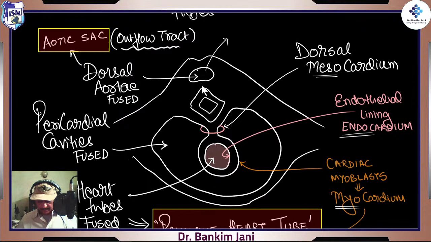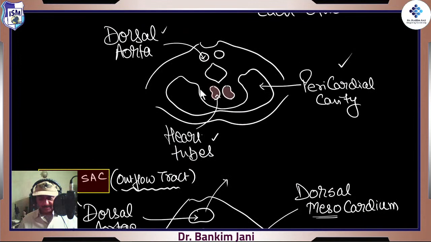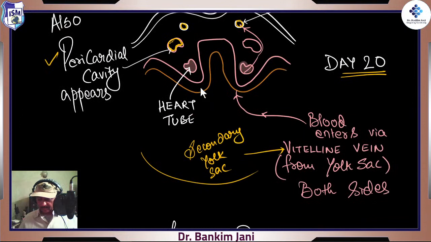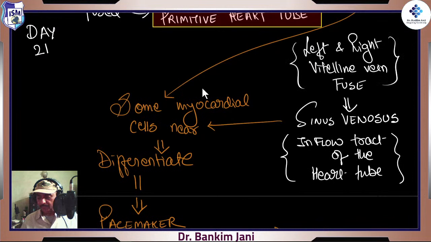Okay, let's move further. Now, left and right vitelline veins, they were there, right? If you remember, they were there. Those veins, we said that yes, a vein would go over here. So there would be a structure like this, on both sides, through which it was going. During folding, these vitelline veins also come near each other, and they fuse. Left and right vitelline veins fuse, and that is what leads to formation of the sinus venosus. So friends, now we have got the sinus venosus. It would be inflow, correct? Because those veins which were coming from that yolk sac were going there.